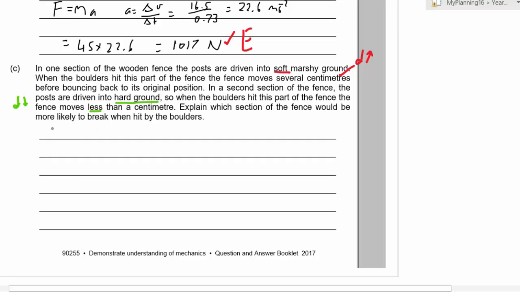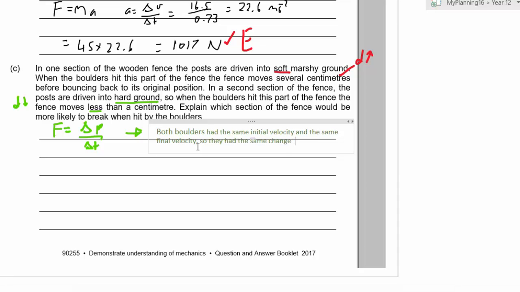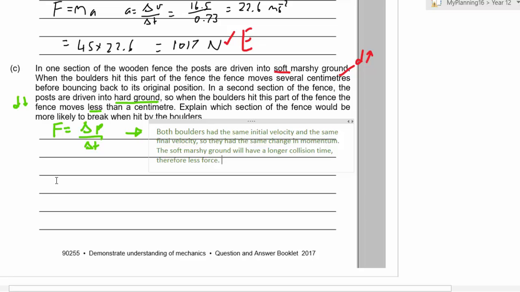So if we were to use an impulse idea, force is change in momentum divided by change in time, we could say both boulders had the same initial velocity and the same final velocity, so they had the same change in momentum. The soft marshy ground will have a longer collision time, therefore less force, using this equation here. So that's one way of answering it.